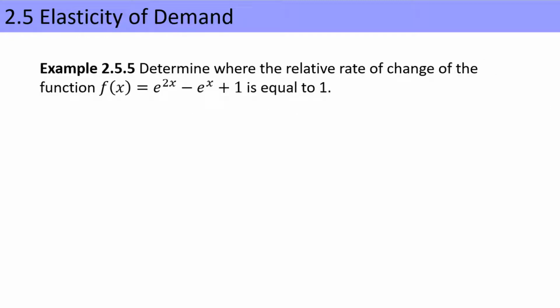Example 2.5.5. Determine where the relative rate of change of the function f of x equals e to the power of 2x minus e to the x plus 1 is equal to 1. So we have two things to consider. What we need to do first is to find the relative rate of change, RROC, set it equal to 1, and then solve for x.